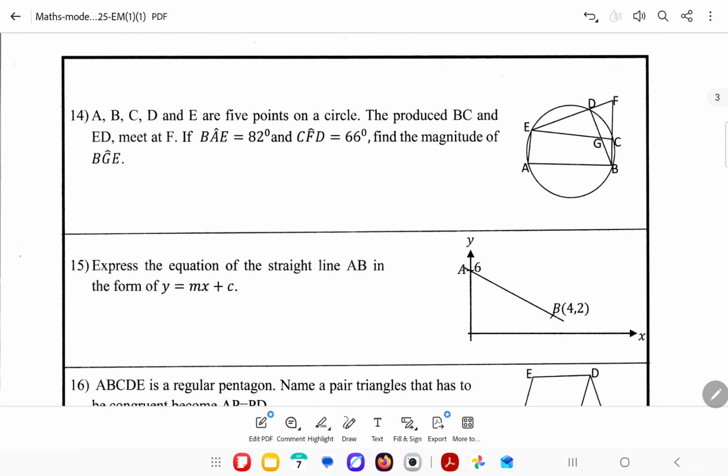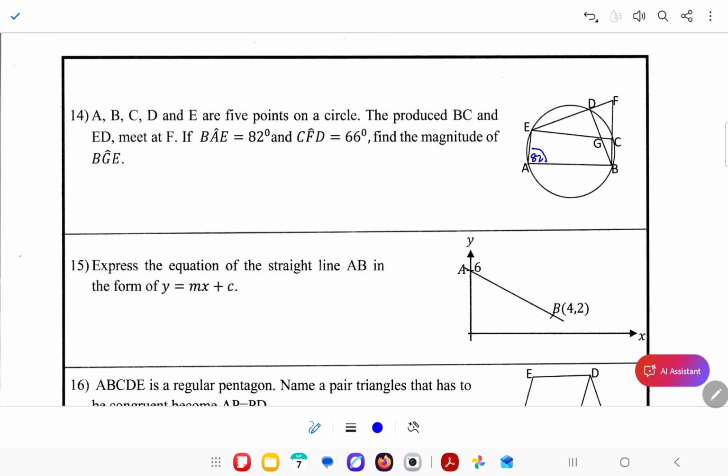Right, then let's look at number 14. A, B, C, D, E are 5 points on a circle. The produced BC and ED meet at F. If BAE is 82, so this is 82, and CFD, this one, is 66. Find the magnitude of BGE. So we want to find this angle.